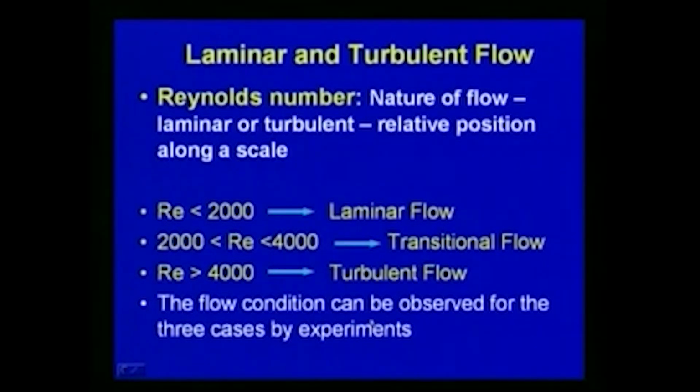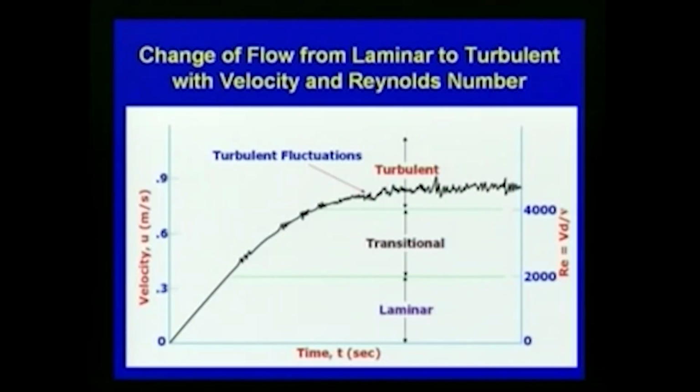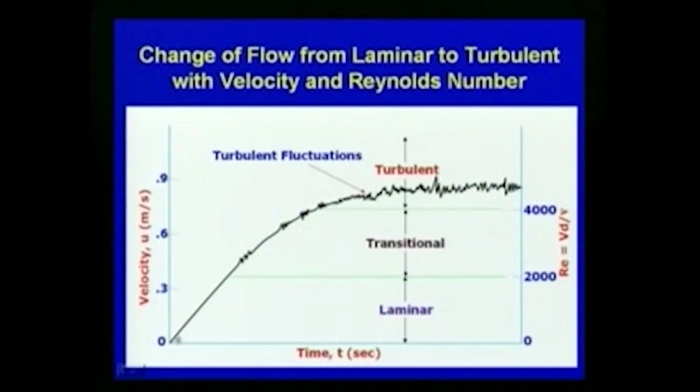So, the flow condition can be observed for the three cases through experiments, as we have already seen. Through a pipe flow, if we introduce some dye, we can see, depending upon the velocity, whether it is laminar or the transitional flow, or whether the flow is turbulent. So, if you plot the velocity versus time, depending upon the velocity, we can see that at this laminar stage the velocity variation will be like this.